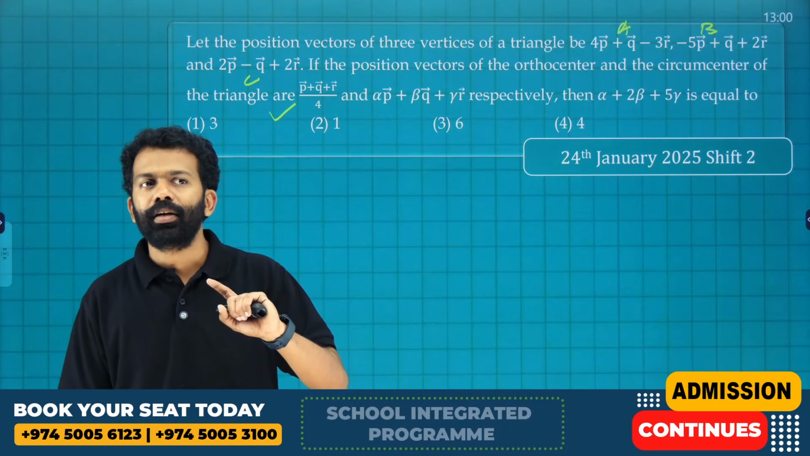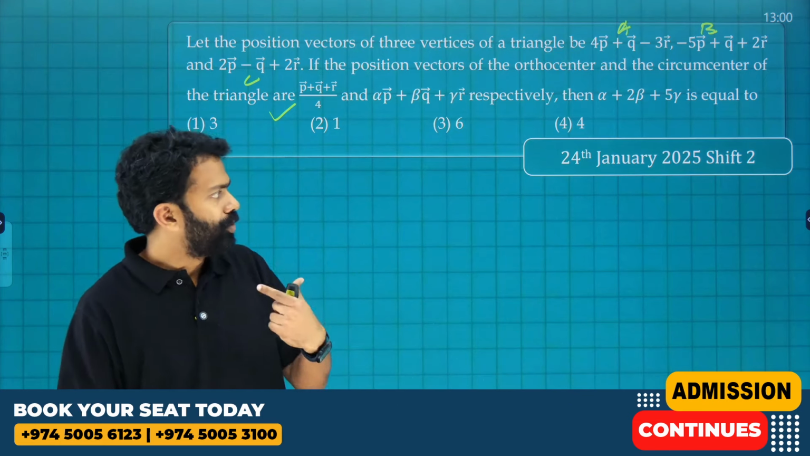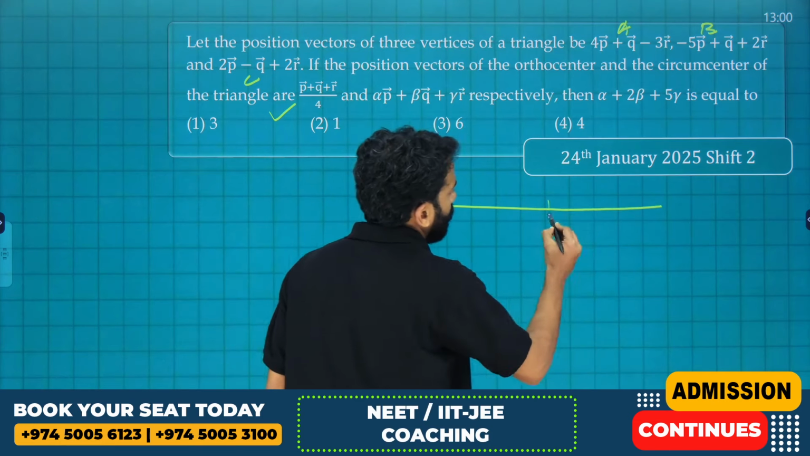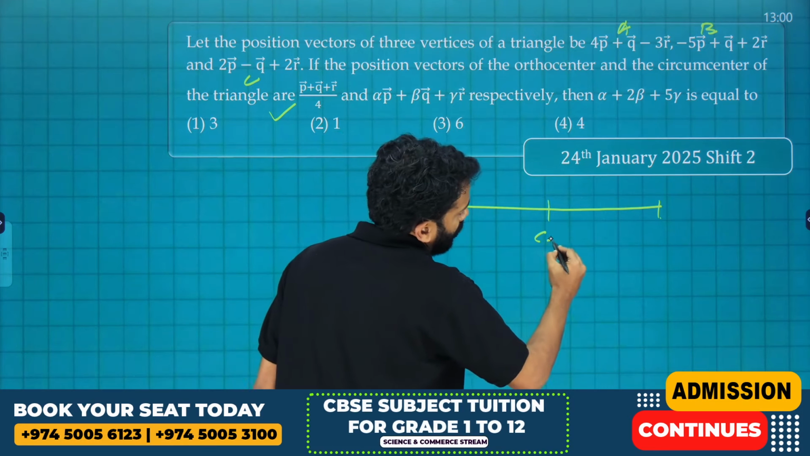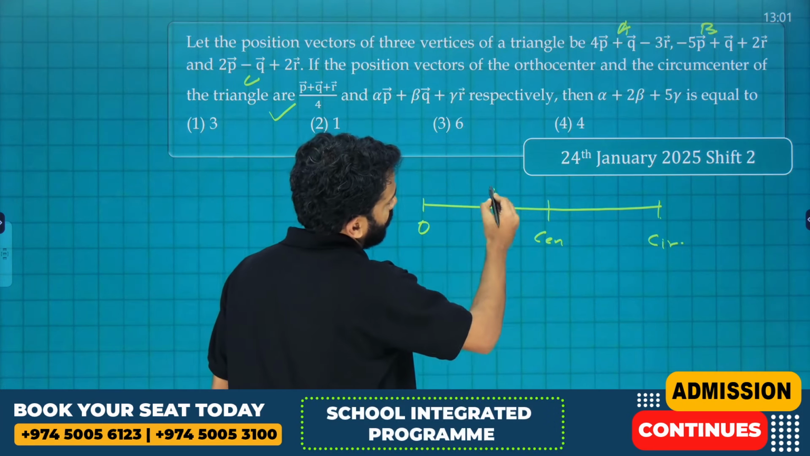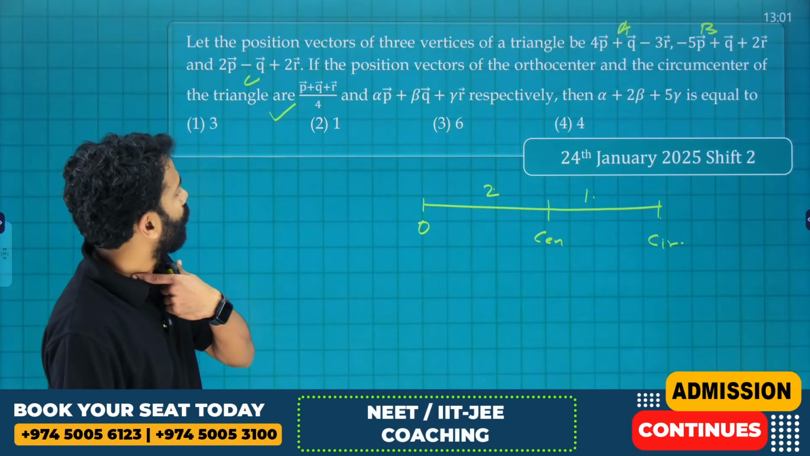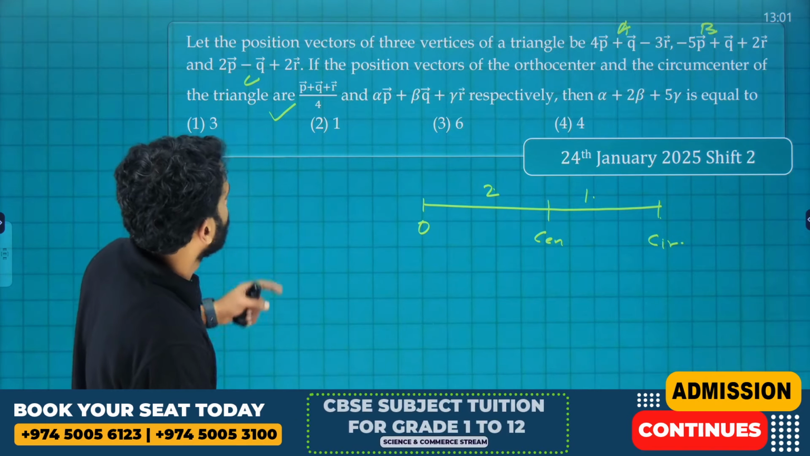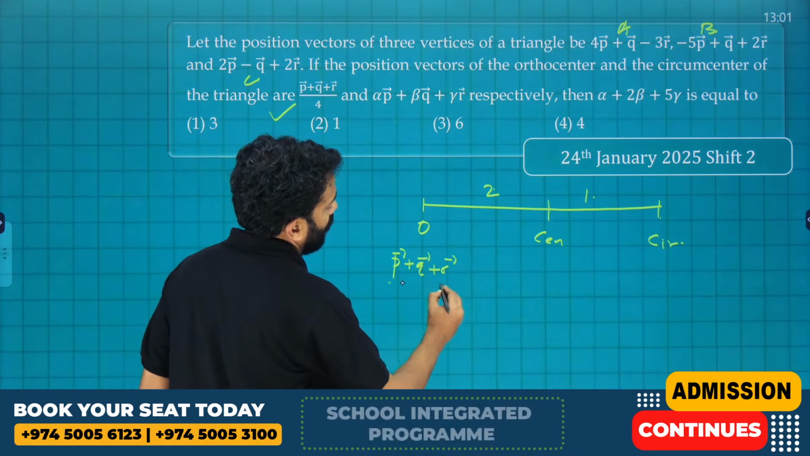Okay, and see, if they lie on a same straight line, there will be a division formula which can be applicable there. Centroid divides orthocenter and circumcenter internally in the ratio 2:1. Okay, so let's do this. It will be orthocenter, that is vector p plus vector q plus vector r divided by 4.